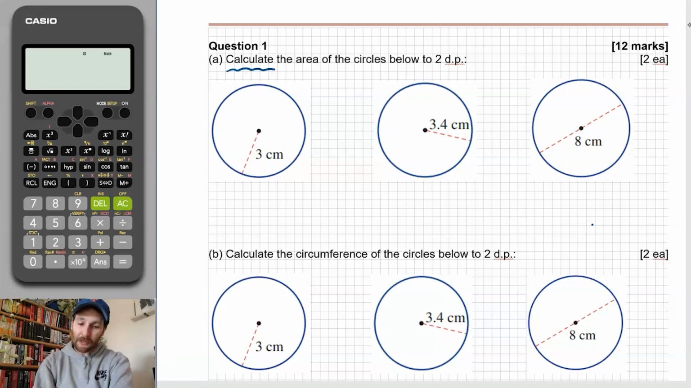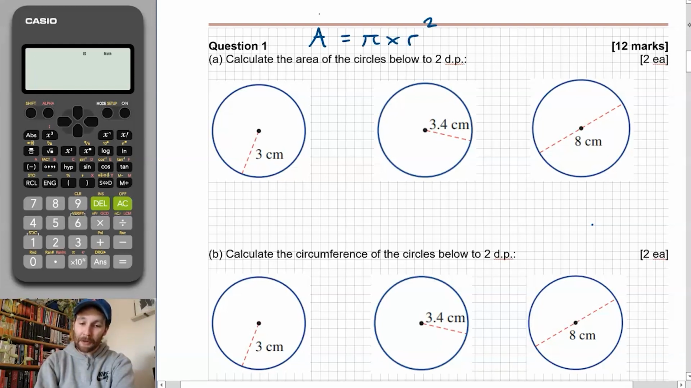The first question is all about finding the area of circles. So nice, easy one to kick things off. We find the area of circles using this formula. We take pi and multiply it by the radius of the circle squared. So let's do the ones that are just here below us.